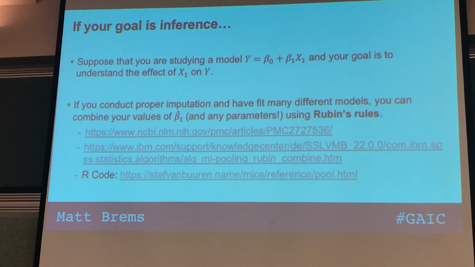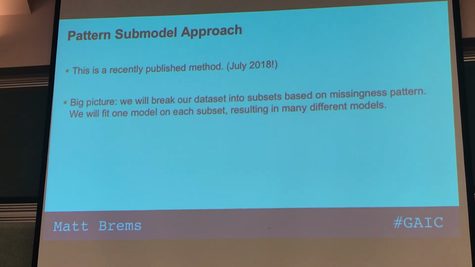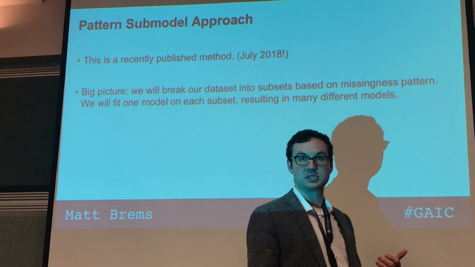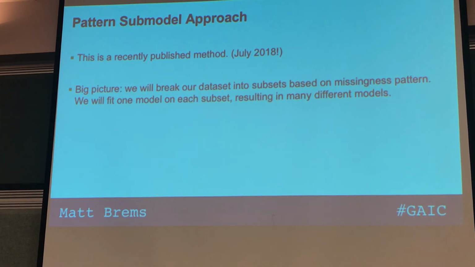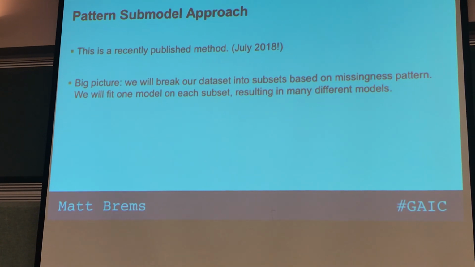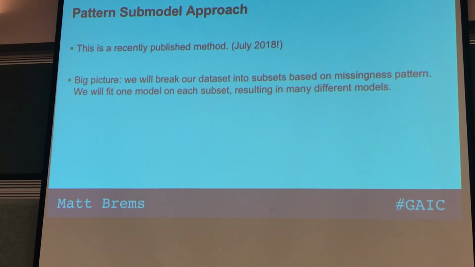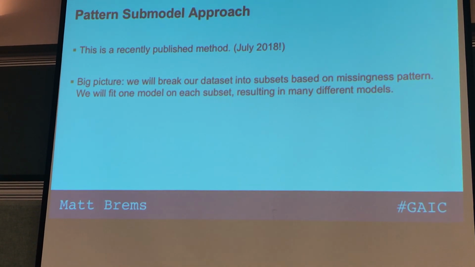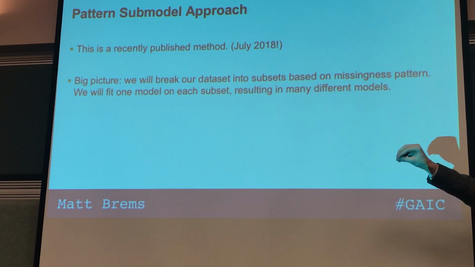The last thing I want to do is called the pattern submodel approach. This is a very, very recently published method, published last year in the summer. The benchmarks about it are quite good, but what we're going to do, big picture, is take our data set and break it out based on the pattern of missingness. We're going to visually see what this means in a minute.